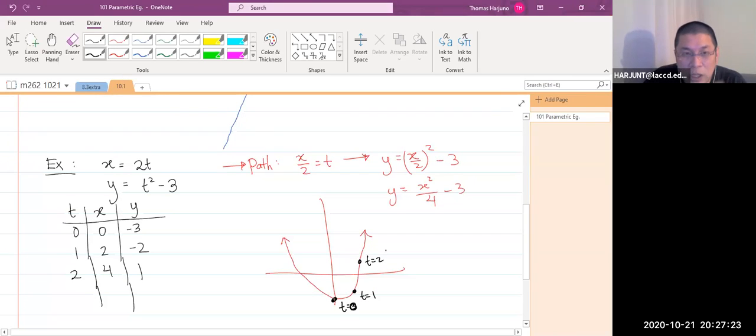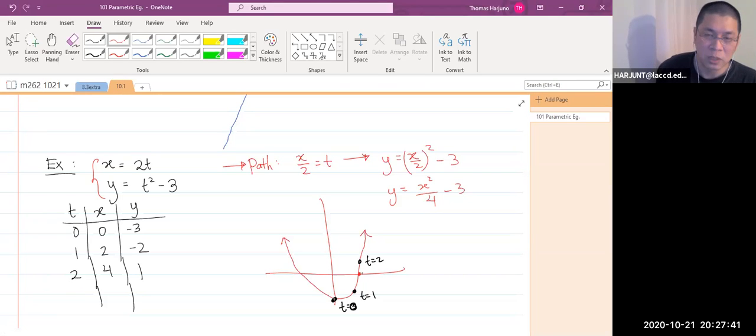So in other words, if this were the trajectory or the path of a fly, then this fly actually crossed the x-axis sometime between the first and the second unit of time. Somewhere in between, it crossed the x-axis.